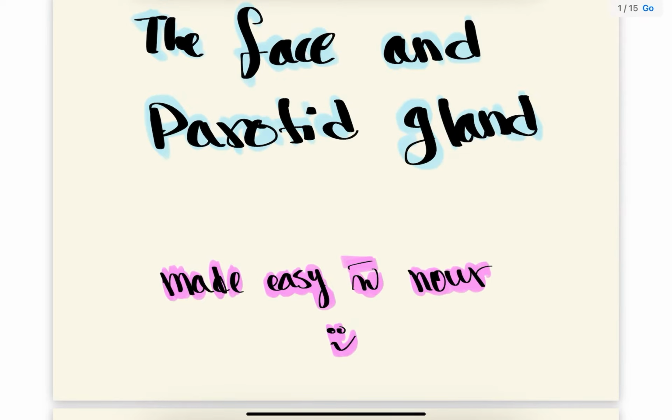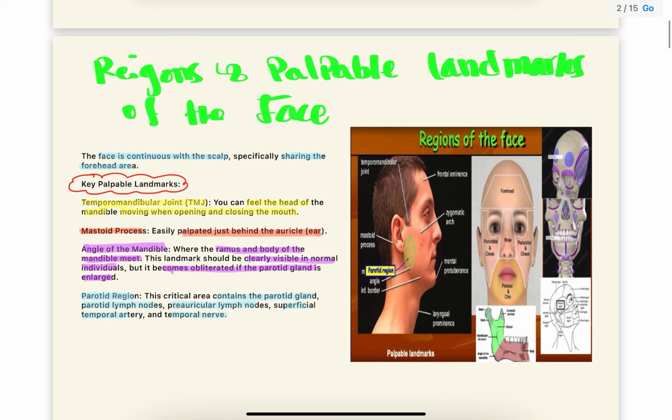So today I'll be explaining the face and the parotid gland, and I'll try my best to make it as easy as possible. Let's get started with first talking about the regions and the palpable landmarks of the face.